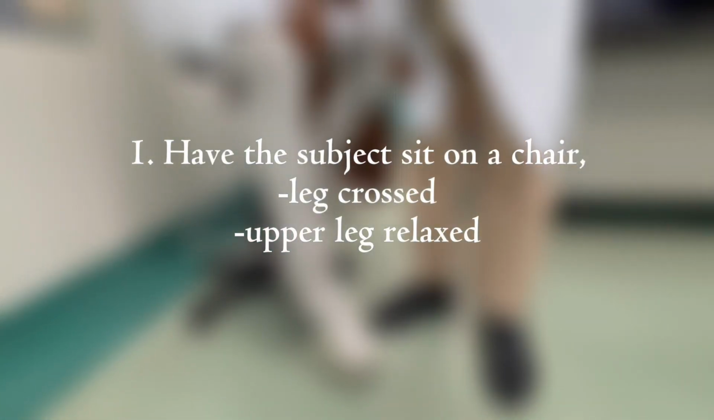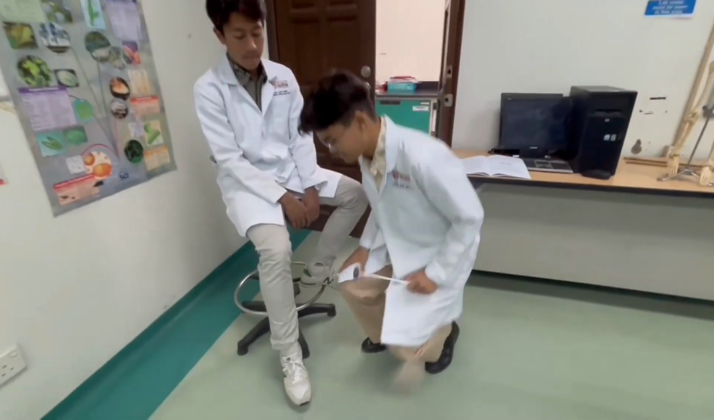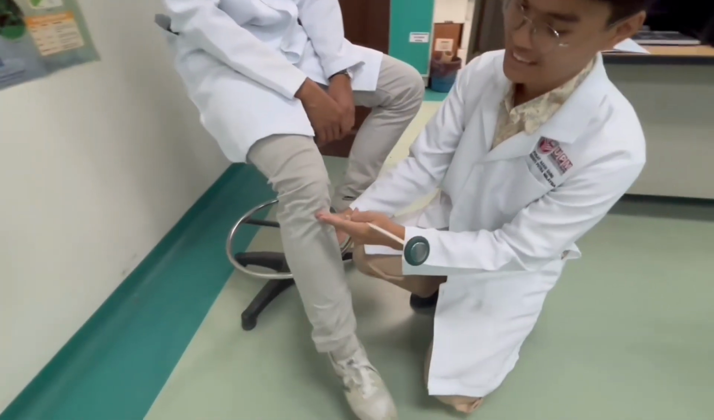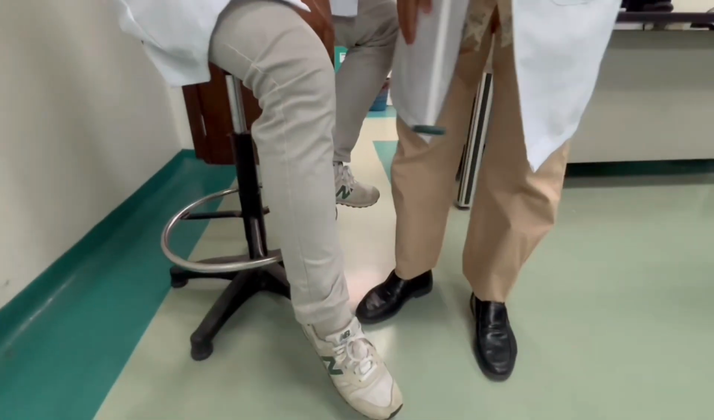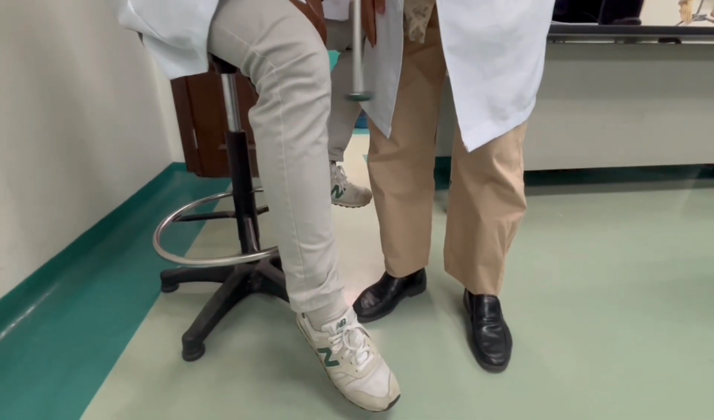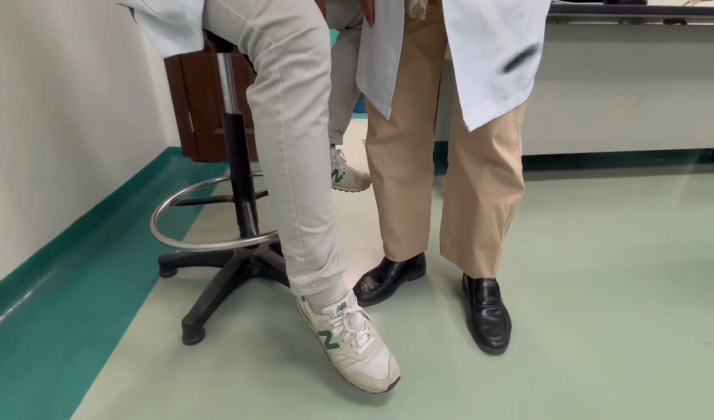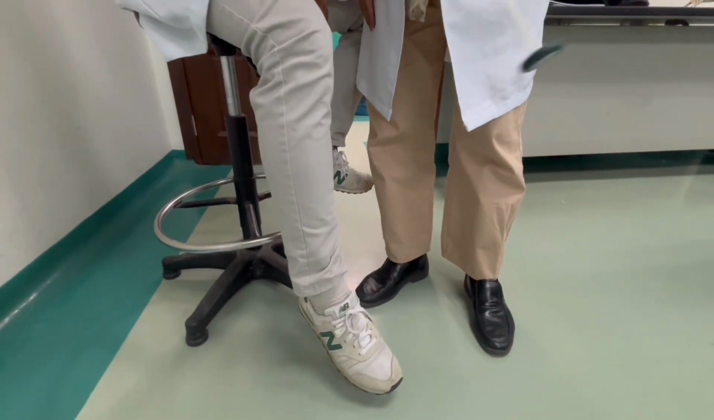Hi, now we go through experiment 5.1, which is the patellar reflex. First, we need to have the subject sitting on a chair with a leg crossed, where the upper leg should be relaxed. Now we need to feel the large tendon below the midline of the kneecap. Using a small tendon hammer, gently strike the tendon below the kneecap. Observe a sharp extension of the leg.